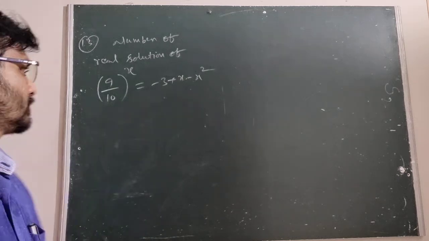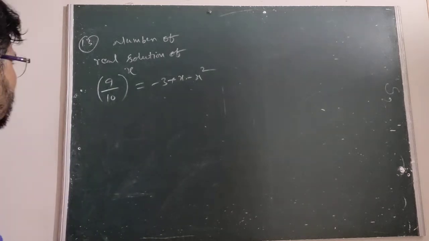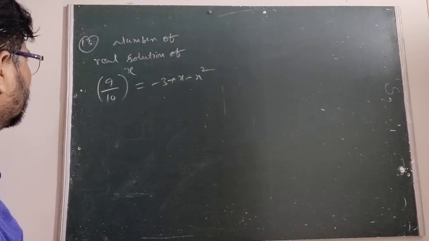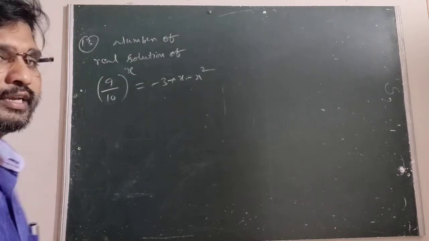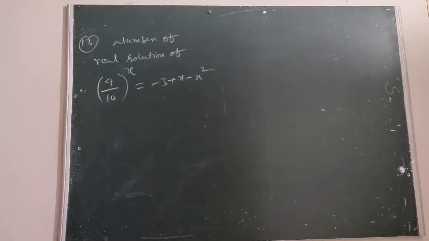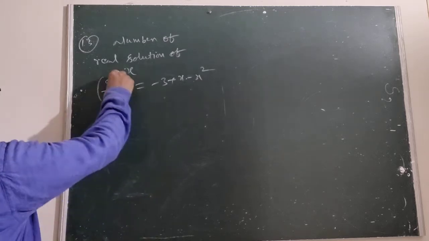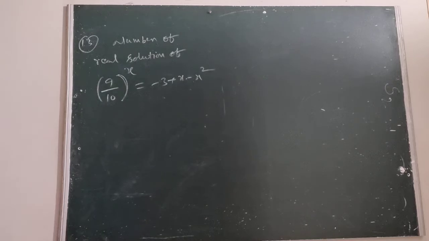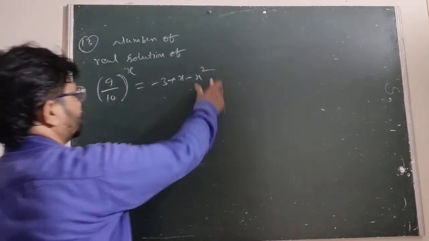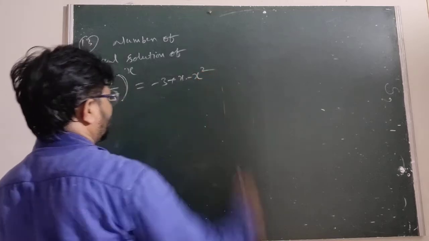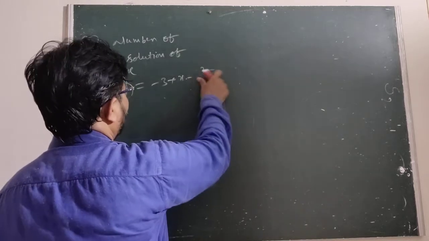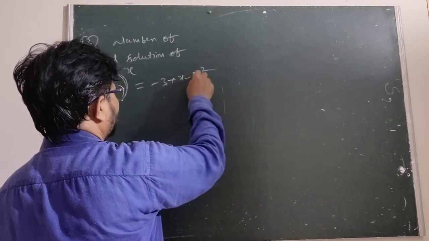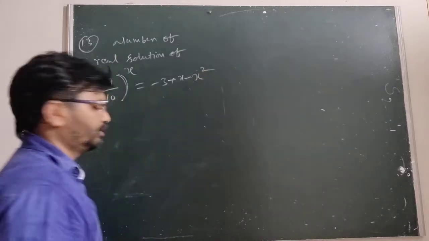Now we are going to discuss Main's sum model. Quadratic equations models here. First one: number of real solutions of (9/10)^x = -x² + x - 3. Every time we have to find the quadratic equation, every time we have to find the roots of the quadratic equation.